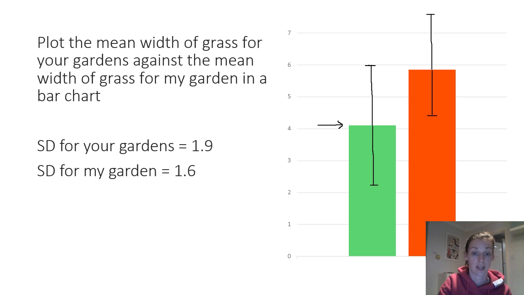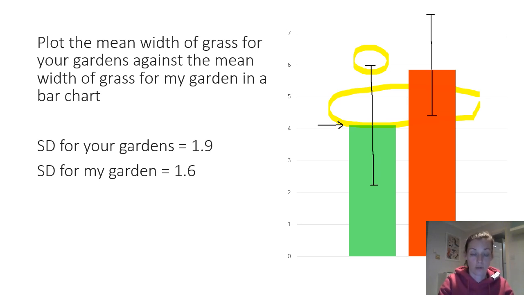There's an overlap. The overlap comes here. Look, I measured some grass, and over 34% of my grass was the same length as the grass in your gardens, and the same for you. Some of your grass here was actually above my mean. So there is no significant difference.